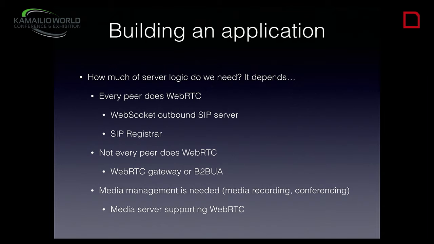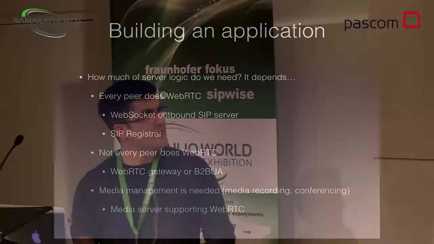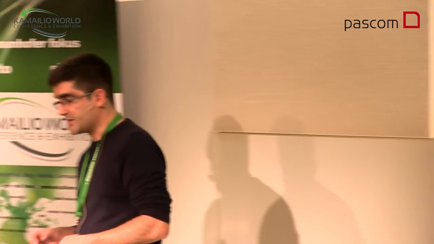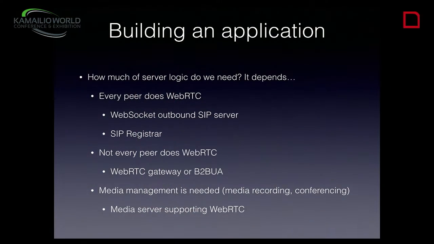So once we have seen this fast overview of the API, we are going to check how to build an application. I'm just speaking about the client, but there's an obvious question, which is, okay, what about the server? How much server logic do I need? This depends on your application. If we want to build a service or an application where all the users are WebRTC users, and we just want to communicate them, we need an outbound WebSocket SIP proxy, for which Kamailio is perfect, and a SIP registrar. We could, of course, use Kamailio as well.